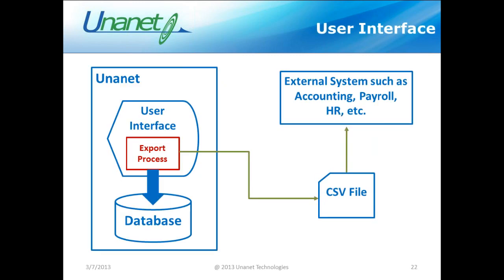So within the user interface of Unanet, when you have information that you'd like to export from Unanet, the user interface does have an export function which generates the CSV or fixed file format, and then you can take that and manually then enter it into one of your external systems like accounting, payroll, or HR.